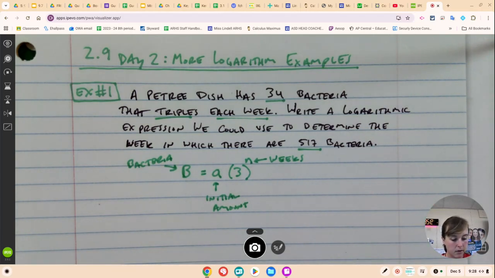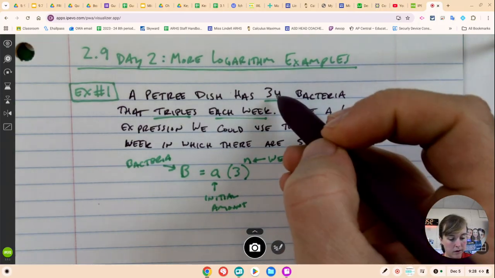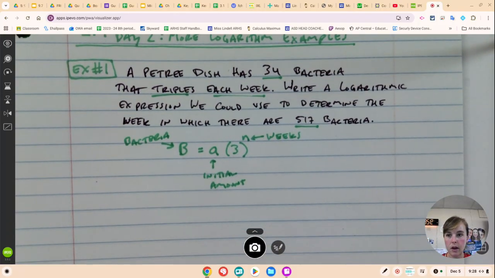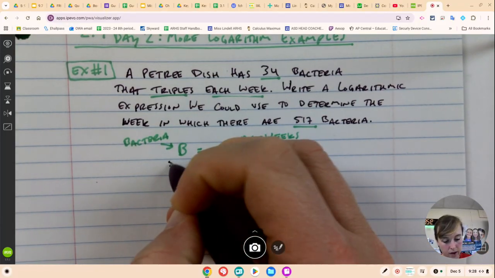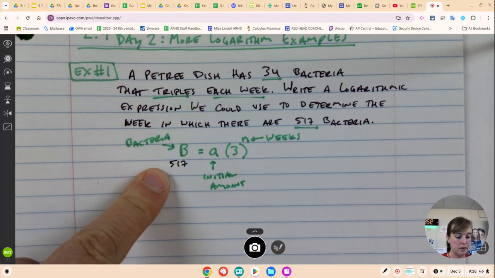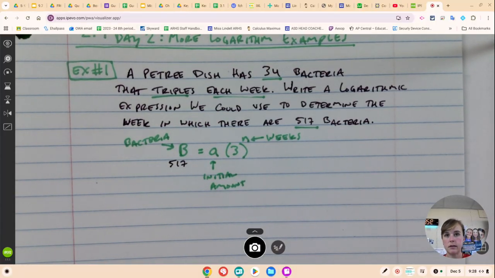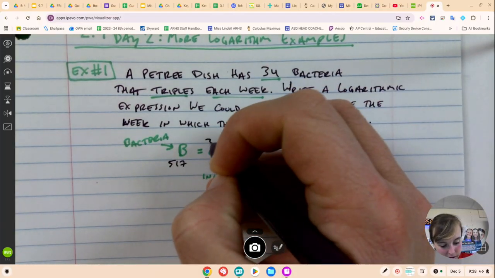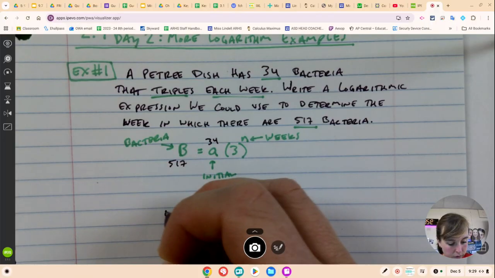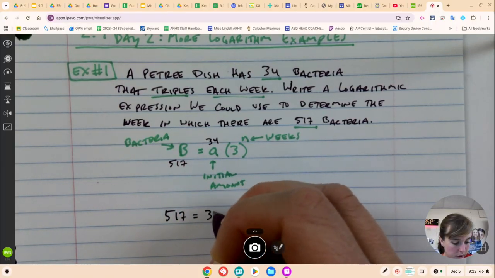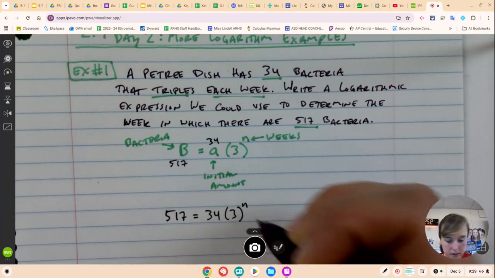Okay, so we're going to take our numbers that we have and input them here. So we know our initial amount was 34 bacteria to start with. We also know that we want to determine the week in which there are 517 bacteria. So that's where the 517 is going to come in, because that's how many bacteria we want there to be. The initial amount was 34, and then we don't know yet how many weeks it's going to take to get to 517 bacteria, so we're going to leave that as an n for now. So we've got 517 equals 34 times 3 to the n power.